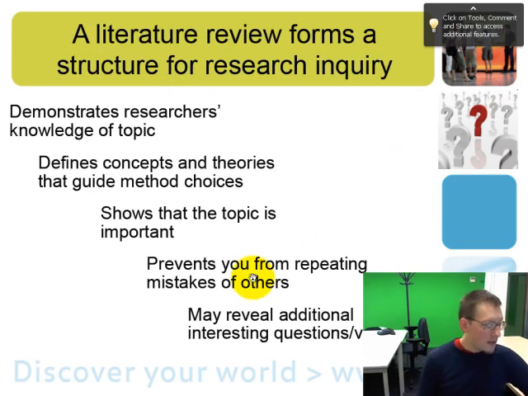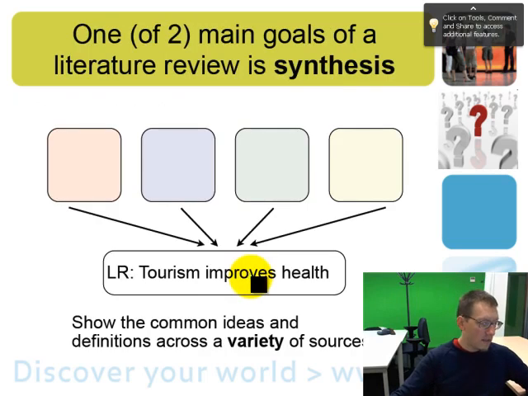There are a number of things that the literature review does as part of being this open structure for research to grow. And this is just a list. It shows that you know the topic well. It explains the key concepts and ideas. It shows that this topic or these theories are important. It keeps you from repeating others' mistakes, and it makes your approach or your research questions more elaborate as needed. And to accomplish this, there are basically two things that happen in the literature review. They are synthesis and criticism.